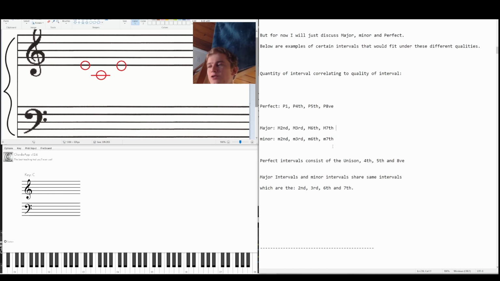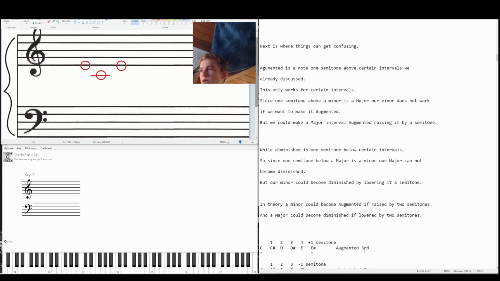So again, if we take the major and the minor intervals, can we make a perfect second, third, sixth, or seventh? No, we cannot. So that's where these are plugged into different areas. As you can see, the quantity is now plugged into a certain quality. There are several times I will probably say this during this video, but next is where things can start to get confusing. Augmented is a note one semitone above a certain interval that we already discussed.